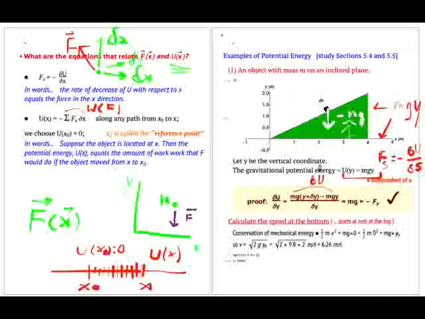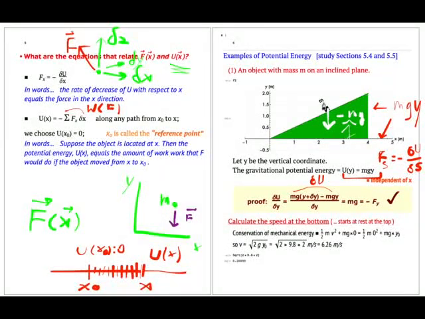All right, so the gravitational potential energy of a mass m on an inclined plane, it doesn't even have to be moving, is equal to mgy, where y is the vertical coordinate.